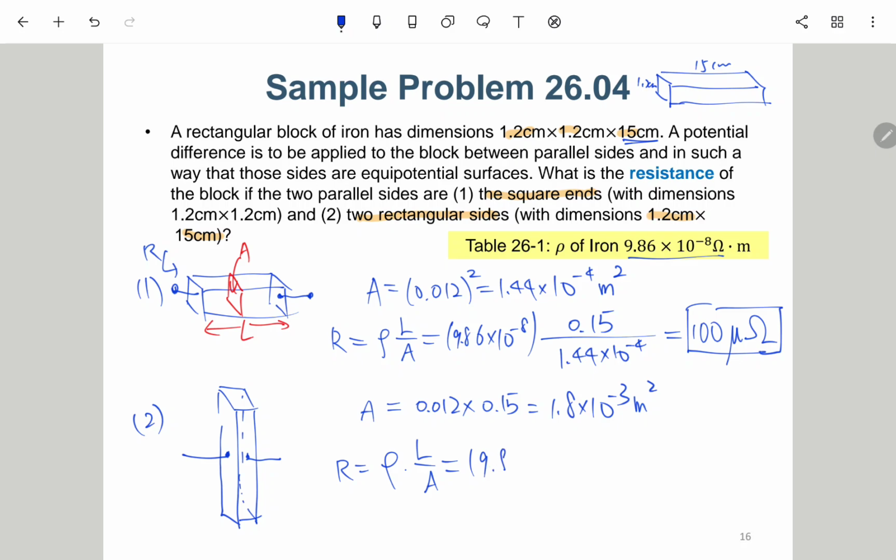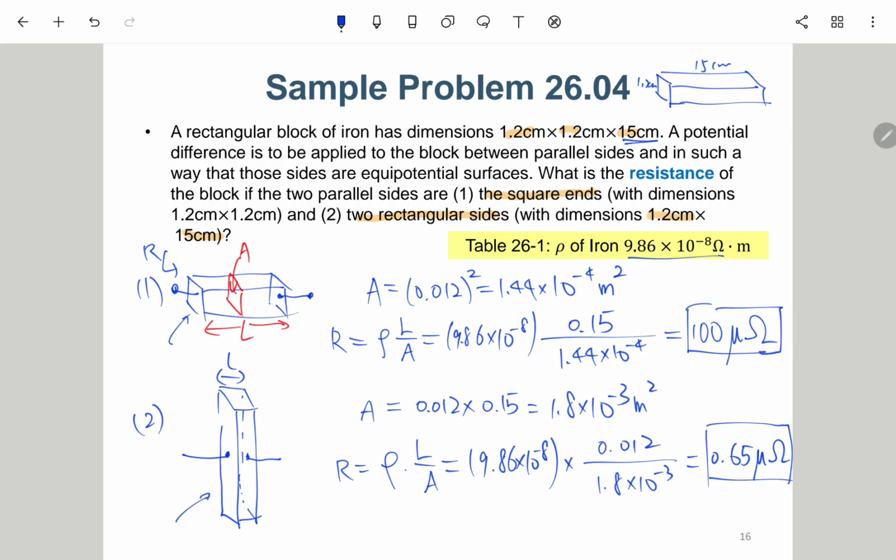Rho is the same, 9.86 times 10 to the negative 8. The length here is 0.012, multiplied, and then over 1.8 times 10 to the negative third. So this is 0.65 micro ohm. You can see that this one is much shorter and much thicker, while the other is long and thin. So you would also expect the resistance of the long thin one to be much larger than this one.